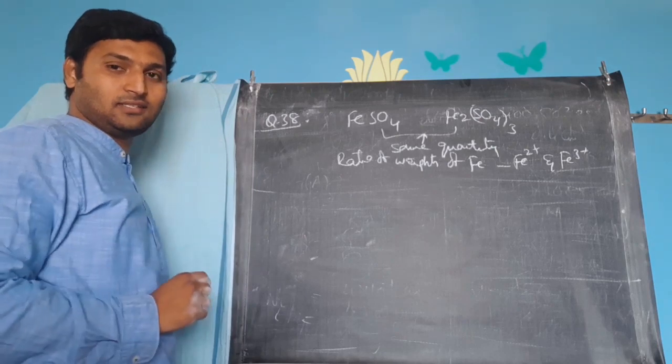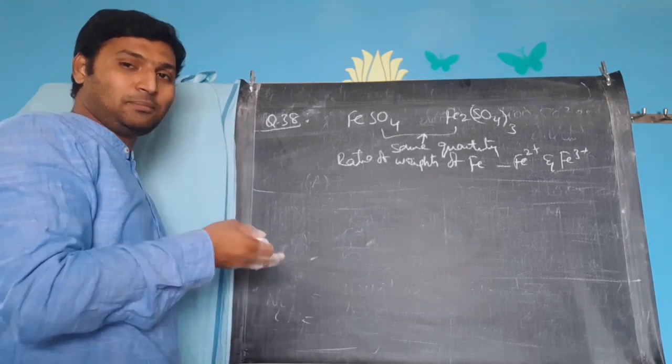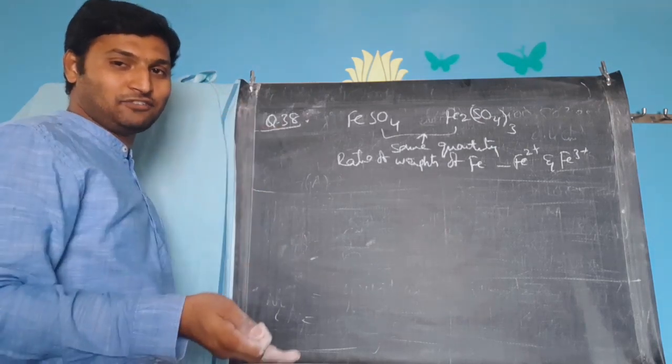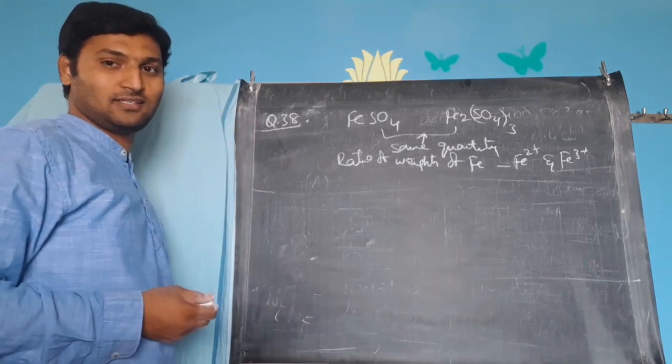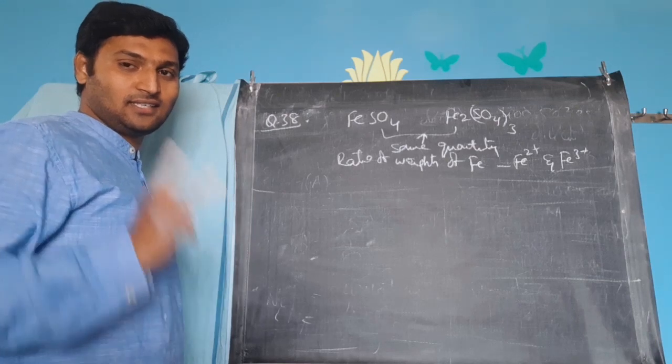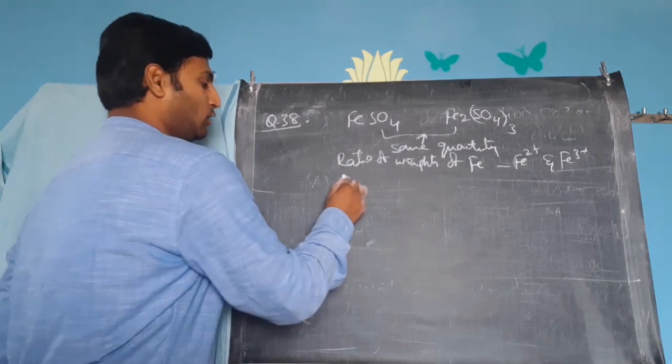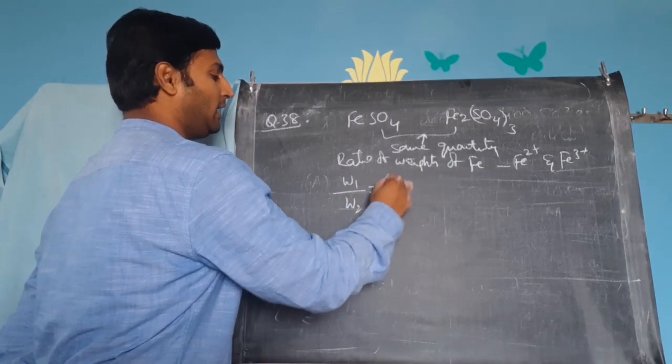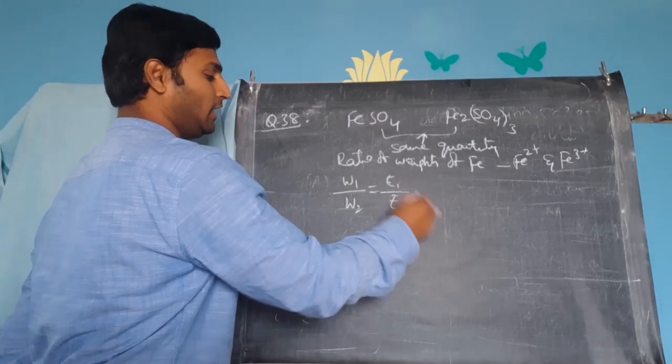Tell me which concept this is. From the concept of electrolytic conductance, we have now shifted to the concept of electrolysis, Faraday's laws of electrolysis. Which Faraday's law is it? It is Faraday's second law. According to Faraday's second law, W1 by W2 is equal to E1 by E2.